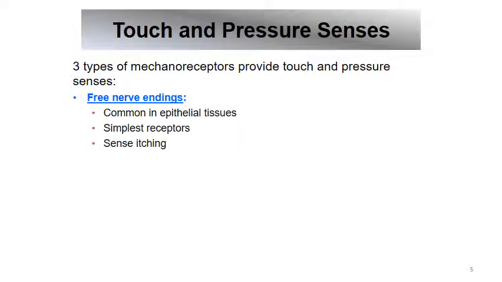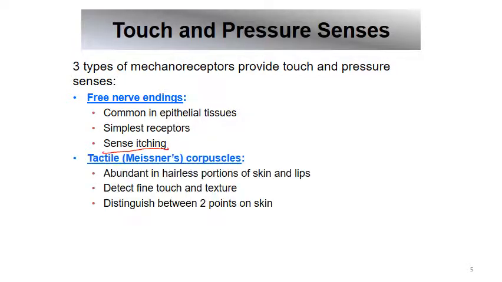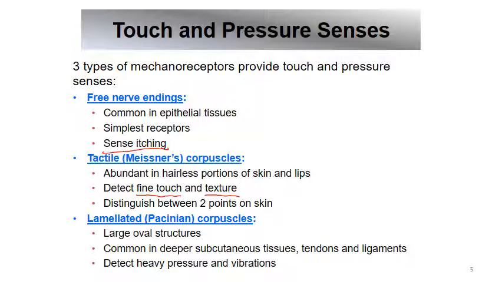Okay. Different mechanoreceptors for touch and pressure. So here we need to learn free nerve endings, they sense itching, so these are in our skin. Then we have the tactile or the Meissner's corpuscles. Know for this one, it says here in hairless portion of the skin, but know that this one picks up fine touch and texture information. And then the lamellated or the Pacinian corpuscles, these respond to heavy pressure and vibrations.